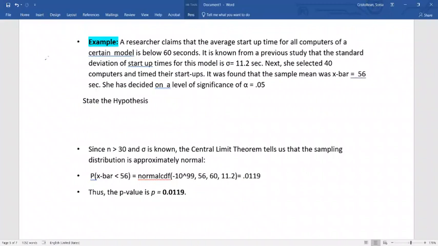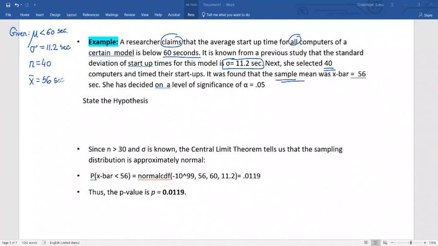Starting with a basic idea, trying to follow the steps. The most important part is to write down the given information using the proper notation. So right here, she claims that the startup time for all computers is below 60 seconds. I will translate this into mu less than 60 seconds. And you already know at this point that this will be the alternative hypothesis. And then it is known from a previous study that the standard deviation is this value, so sigma is given. Next, she selects 40 such computers, which means n is given, and the sample mean, which is x bar, is 56 seconds, and alpha for this study is 0.05.